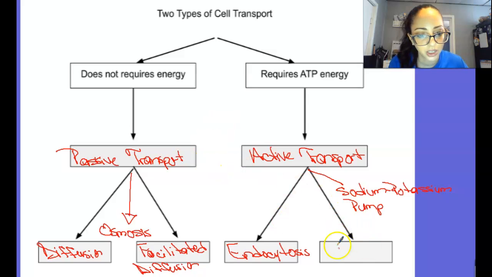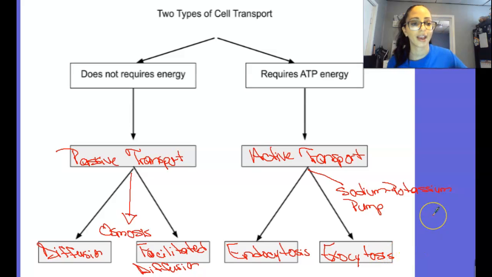So our last process of active transport is exocytosis. That means materials or waste are exiting the cell. And that will be everything for today.